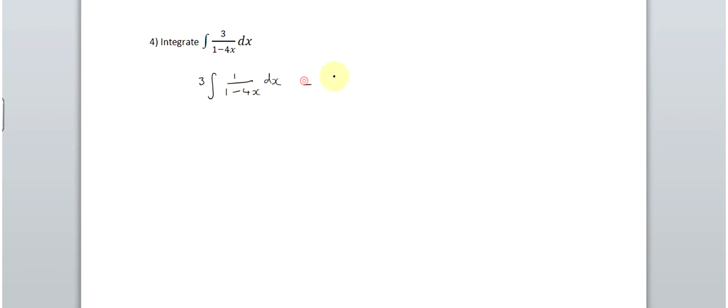And that's going to be 3 times 1 over minus 4 of ln of 1 minus 4x plus c. So it's minus 3/4 of ln of 1 minus 4x plus c. And there we are, we finished the next one, or the last one.